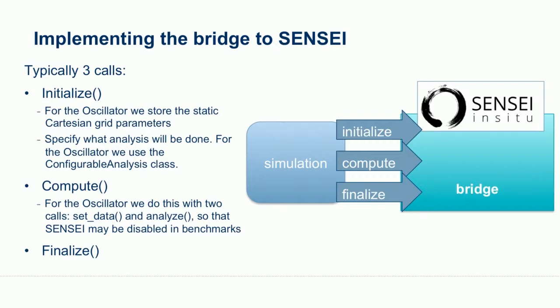The compute method. Inside of our mini app, we've got set dataset and analyze. And in our benchmarks, we can disable these. We use this mini app for benchmarking, so you could turn off Sensei completely, and so we could compare how the code runs with Sensei and without Sensei. And then finalize, we're going to free up the data adapter and the analysis adapter.